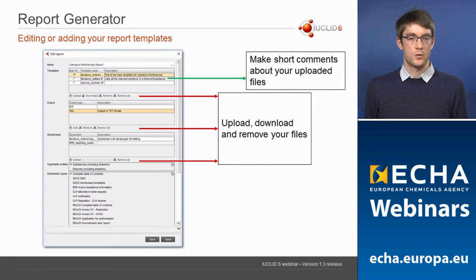So this is what the actual window looks like when you're editing or adding a report. A few little notes about the functionalities here. You can see there in the screenshot in the templates list that you can upload a new report. You can download any reports you have uploaded, and you can remove individually or all the templates that are listed there. The same goes for the style sheet as well as the output, where you can add or remove outputs. In the pick list you see below for the submission types and applicable entities, you just have to click on the downward arrow and select your options.